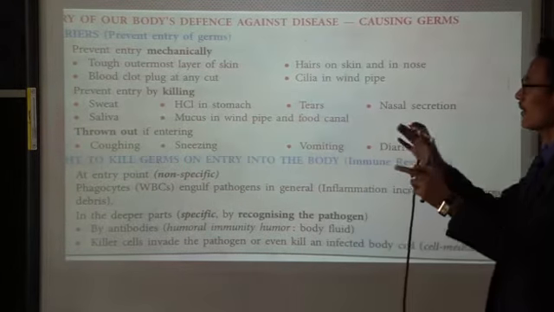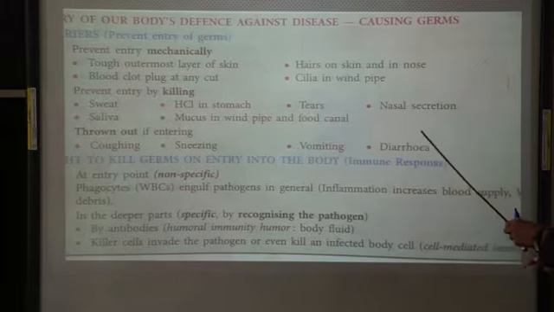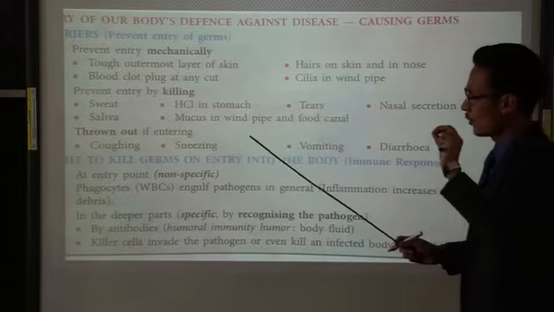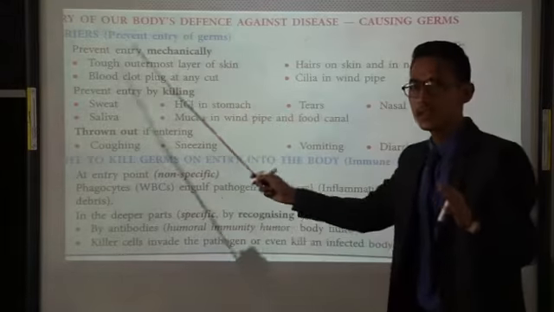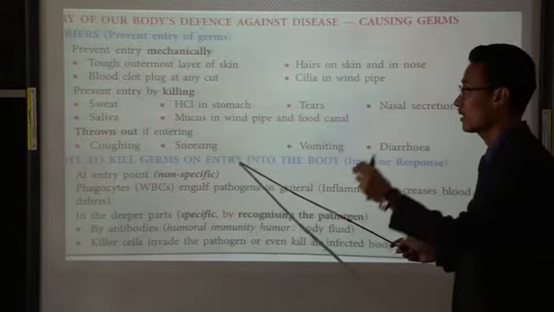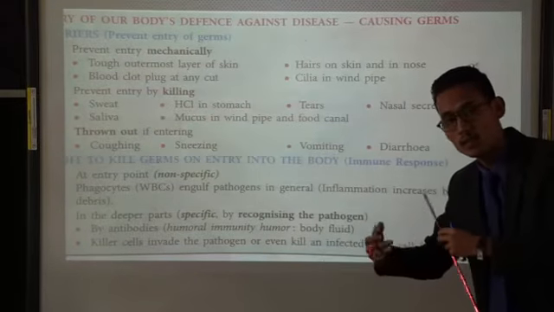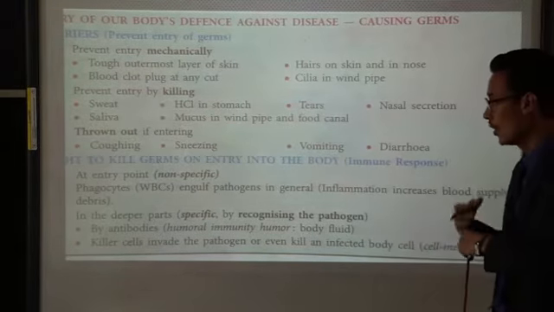Now, we'll just make a recap. Our body's immune system, defense systems. First, there was the local defense system, where the body tries to prevent the entry of germs: the barrier system. Now, how does it act? How does the barrier system come into action? First one, prevent the entry mechanically. They will try to prevent the entry of germs into our body.